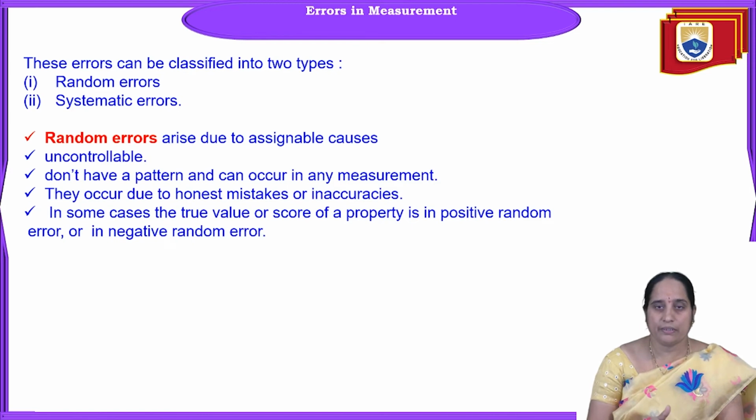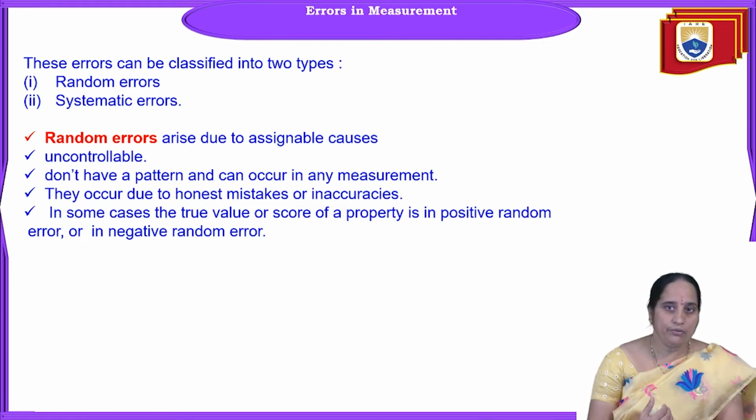So no one can predict what is going to happen in the future. So out of these things, we may have random errors. They occur due to honest mistakes and inaccuracies. So we have one thing. The person who will work will always commit mistakes.